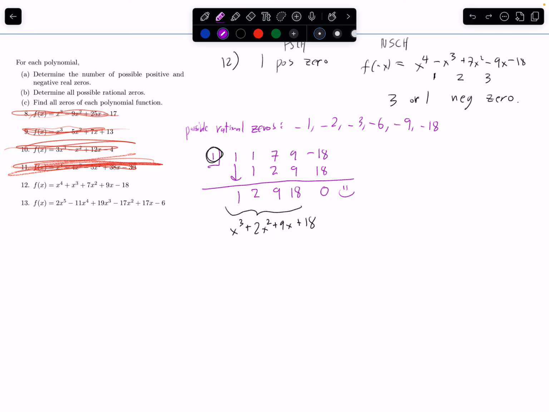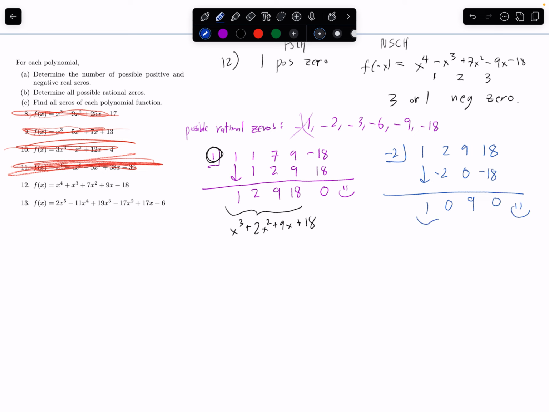So I'm going to skip the negative 1 and go to negative 2. So I'm going to put negative 2. My new coefficients here are going to be 1, 2, 9, and 18, right? Pull that 1 down. 1 times negative 2 is negative 2. Plus 2 is 0. Times negative 2 is 0. Plus 9 is 9. Times negative 2 is negative 18. Oh, sweet. 2 for 2. So that one is 0.